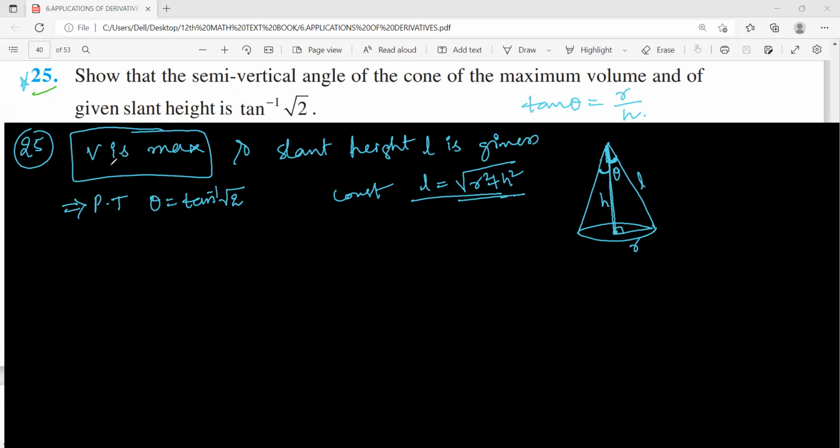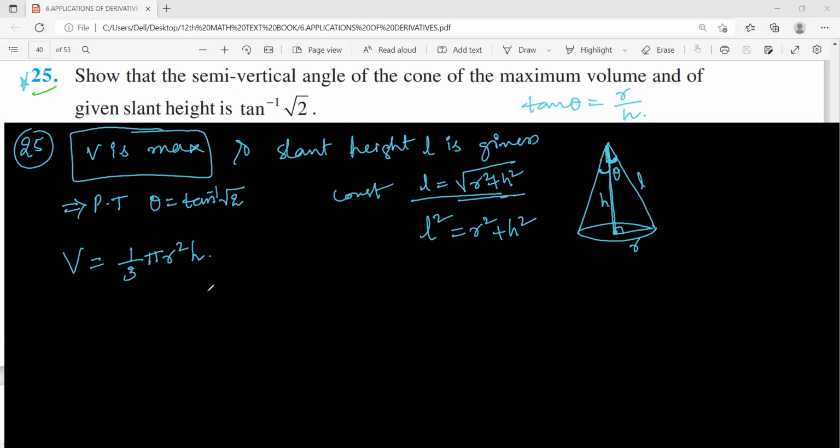So therefore, now let's take volume. What is volume? Volume of the right circular cone, so this cone means right circular cone, is 1 by 3 pi R square H. Now this volume is maximum, but you should know how to use this. L square is constant, equal to R square plus H square. So what should we do next?